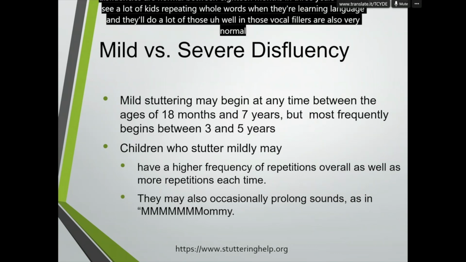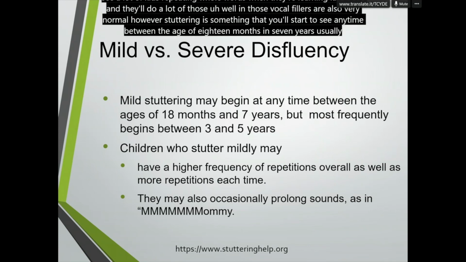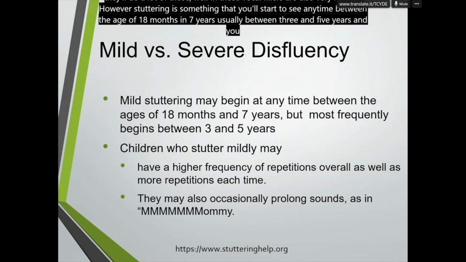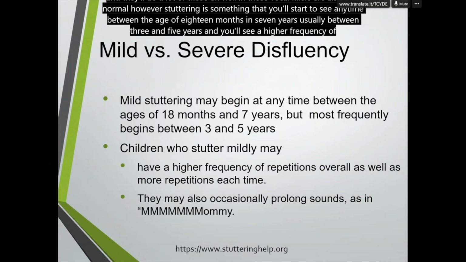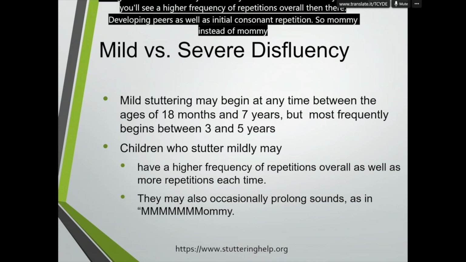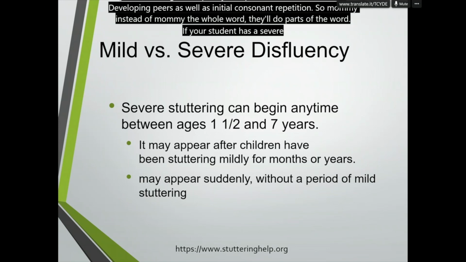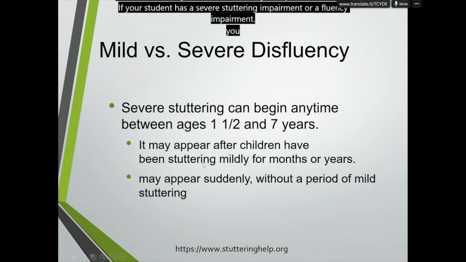However, stuttering is something that you'll start to see anytime between the age of 18 months and 7 years, usually between 3 and 5 years, and you'll see a higher frequency of repetitions overall than their developing peers, as well as initial consonant repetition. So "mommy" instead of "mommy, mommy, mommy," the whole word, they'll repeat parts of the word.